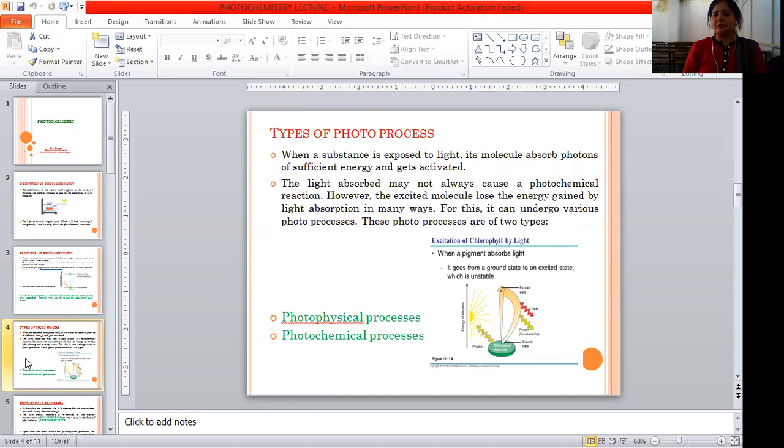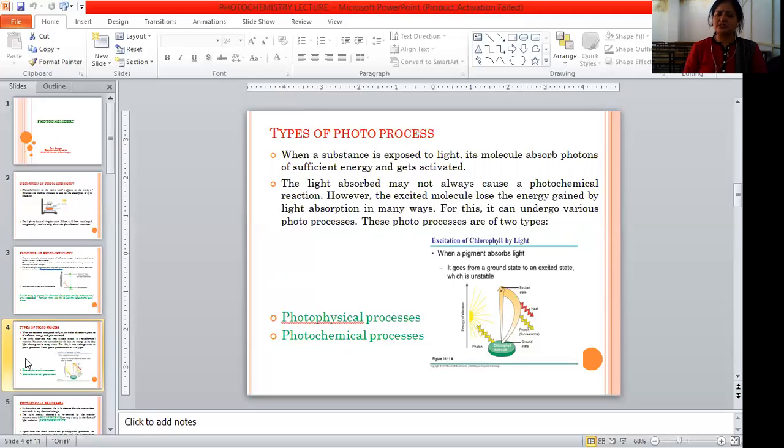Depending upon which type of change is taking place, we have two types of photoprocess. When a substance is exposed to any type of light radiation, its molecules absorb photons of sufficient energy and get active. While activating, they have to undergo a change because they have to consume that energy. If that energy is utilized in converting the compound into some other compound, it means their chemical nature is getting changed. This type of reaction is known as a photochemical reaction.